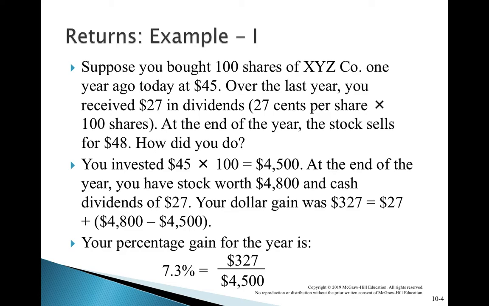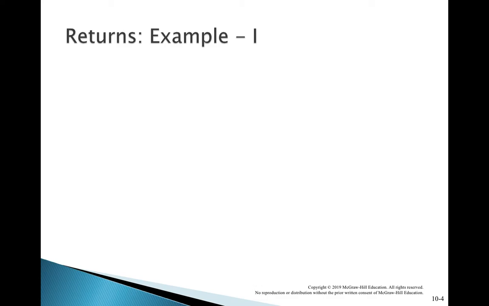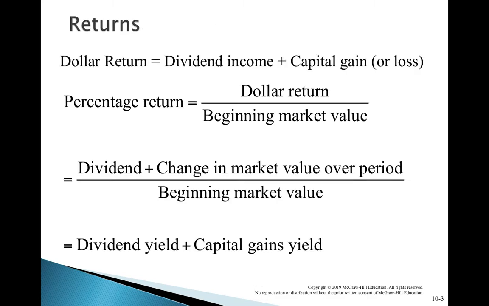27 divided by 4500 is equal to 0.6%. So 6.67 plus 0.6 is equal to 7.27%, or 7.3%. You can see here, this is the way you can distribute the total gain into capital gain yield and dividend yield.